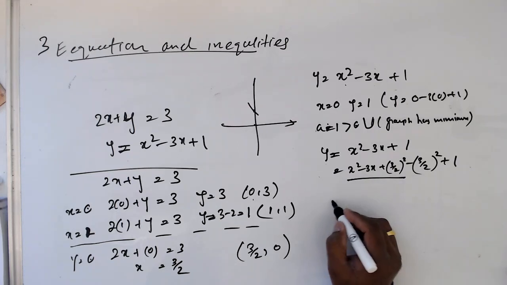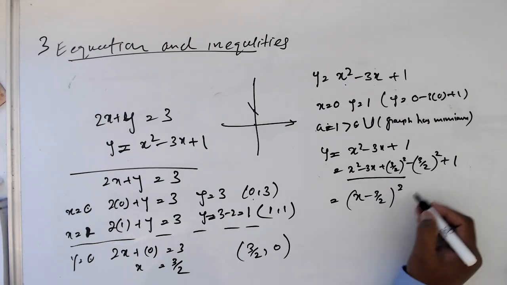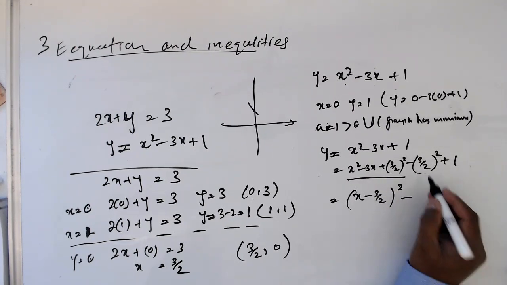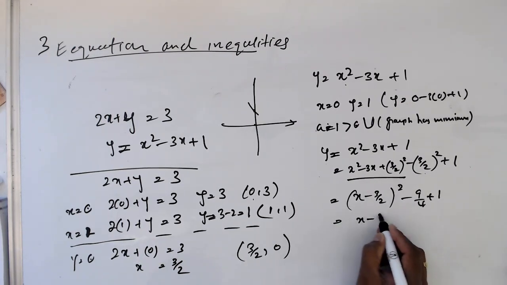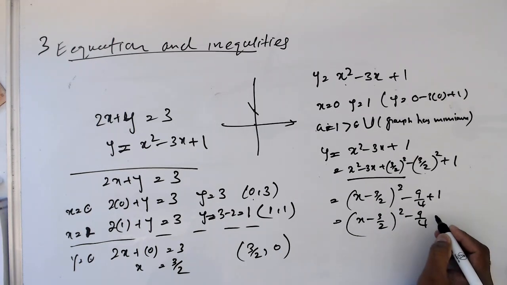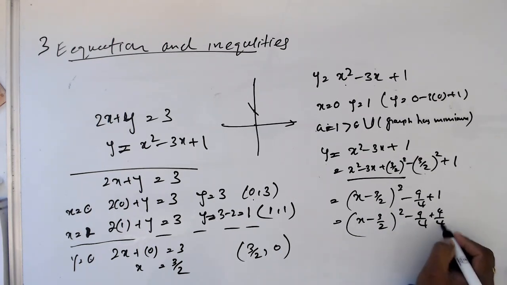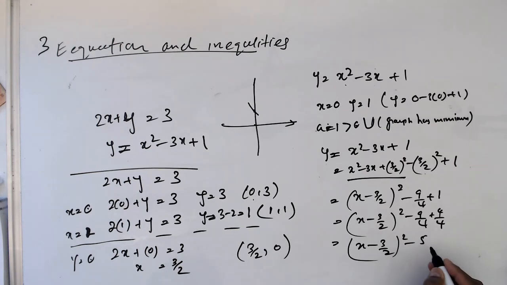So this is (3 over 2) squared, and this is the remainder, so this is 9 over 4 plus 1. (x minus 3 over 2) squared, minus 9 over 4 plus 4 over 4. (x minus 3 over 2) squared minus 5 over 4.